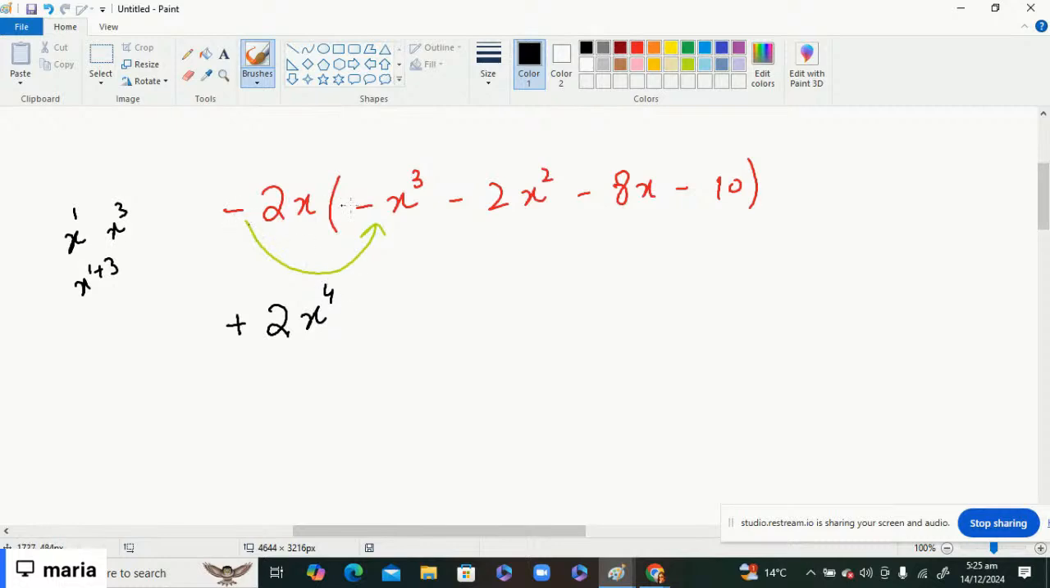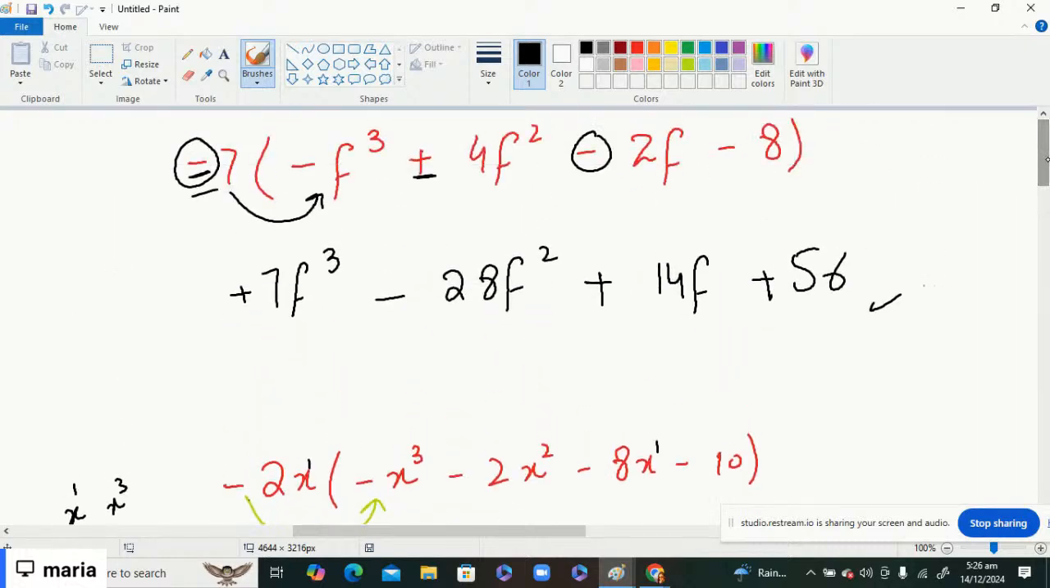Now move to the next. Minus minus becomes plus. 2 times 2 is 4. Power is also 3. Minus minus plus, 8 times 2 is 16. This is x power 1 and there is x power 1. 1 plus 1 is 2. Then minus minus becomes plus. 10 times 2 is 20 and x as it is. This is the answer of that.